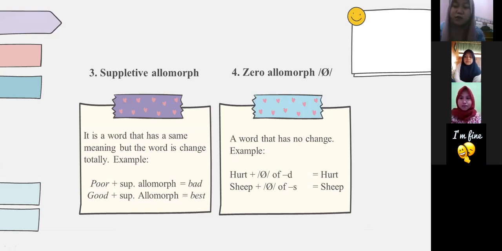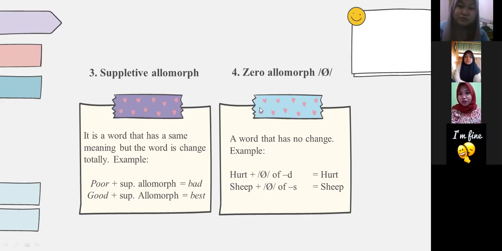And the last kind of allomorph is zero allomorph, a word that has no change. There is no change in the shape of a word, though some difference in meaning is identified. For example, the past tense form of hurt is formed by adding the zero allomorph, and it still becomes hurt. And another example for plural, the word ship. Although it is adding a zero allomorph, the result will still remain the same. I think that's all the explanation about allomorph. Thank you.